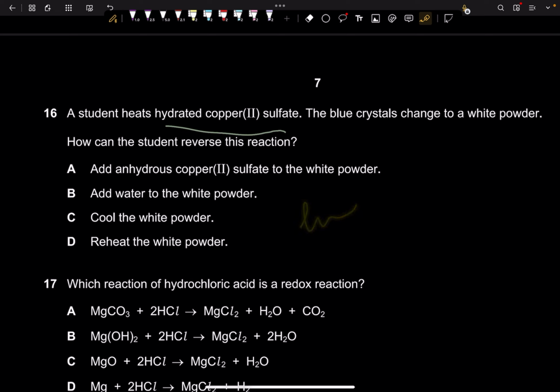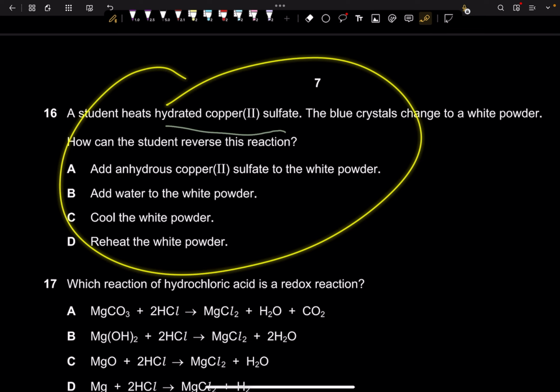For example, just like take example of yourself. If you are standing underneath the sun on a very warm day, you become anhydrous, or you can say you become dehydrated. Your body loses water. How can you become normal again? By drinking water, okay? By getting back the water you lost. So that's the same thing that is happening. Add water to the white powder, it will become blue again.